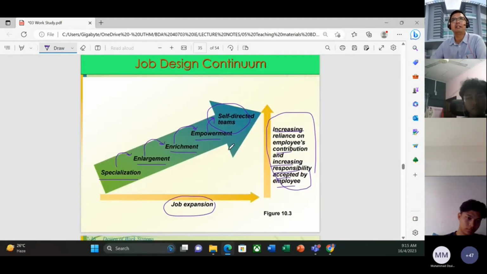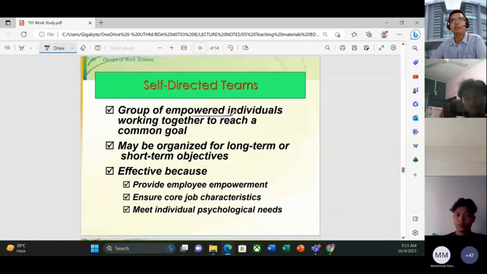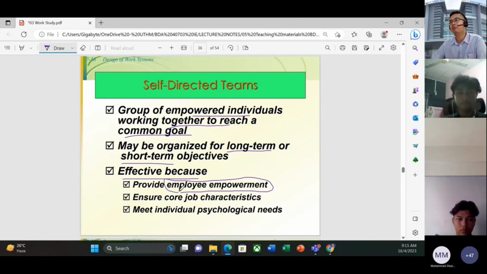For example, a self-directed team is a group of empowered individuals working together to reach a common goal. Sometimes we involve the manager, assistant manager, and also the engineer, and they organize for long-term and short-term objectives. Why is it effective? The self-directed team provides employee empowerment. When you have a decision to make, whether to buy or to improve the workstation, you have the power to make those decisions.